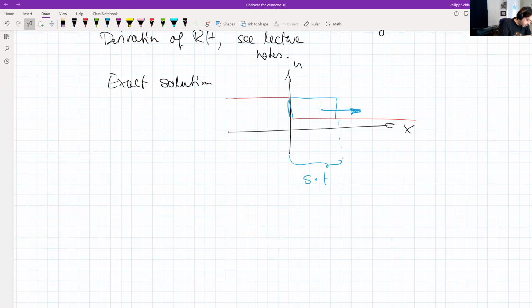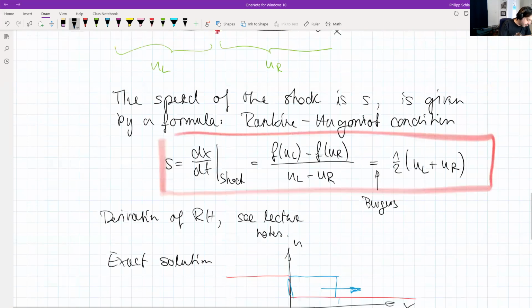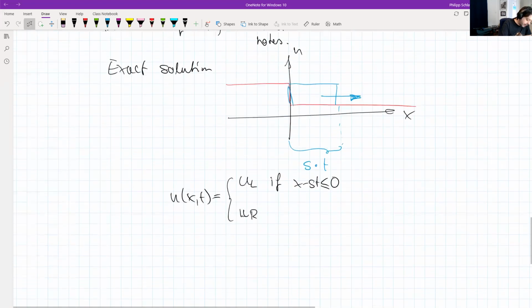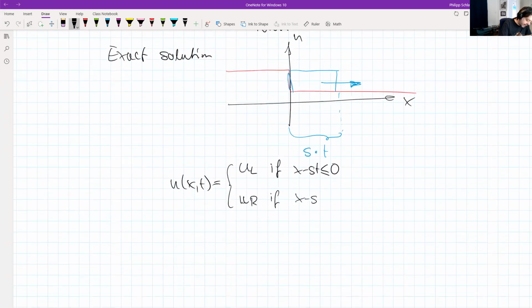And formally written, u of x and t would still be just ul or ur, but what changes is that ul is valid if x minus st is lower or equal to 0, and ur for x minus st larger than 0. So that's the exact solution for the Riemann problem with a shock. So actually, the shock solution that we have seen here is not the very difficult one. It's just a shock moving to the right.